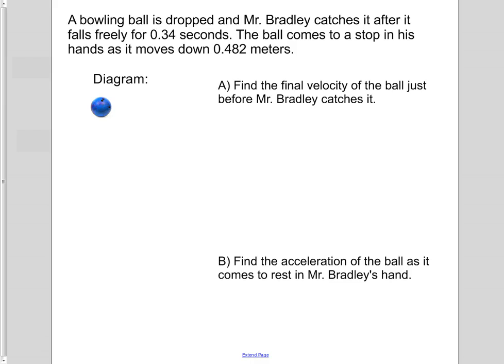So if we were asked a word problem like this, a bowling ball is dropped and Mr. Bradley catches it after it falls freely for 0.34 seconds. The ball comes to a stop in his hands as it moves down 0.482 meters. We could find the final velocity of the ball just before Mr. Bradley catches it, and then we could figure out what's going on with the acceleration of the ball once it's in his hand. Let's draw a diagram to make sure we understand what's going on in the first place.